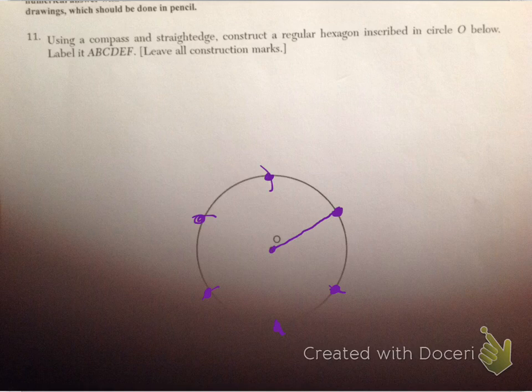So we have 6 points here, and we're supposed to construct a hexagon. A hexagon has 6 points. So you're going to use your ruler, and you're going to connect. You would do this with a ruler, not messy like I am. And you're going to connect all these points, and that would be your picture.